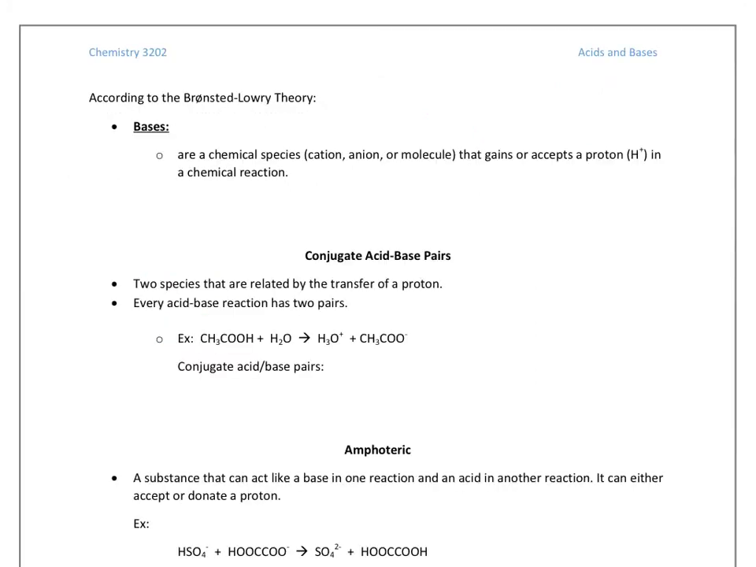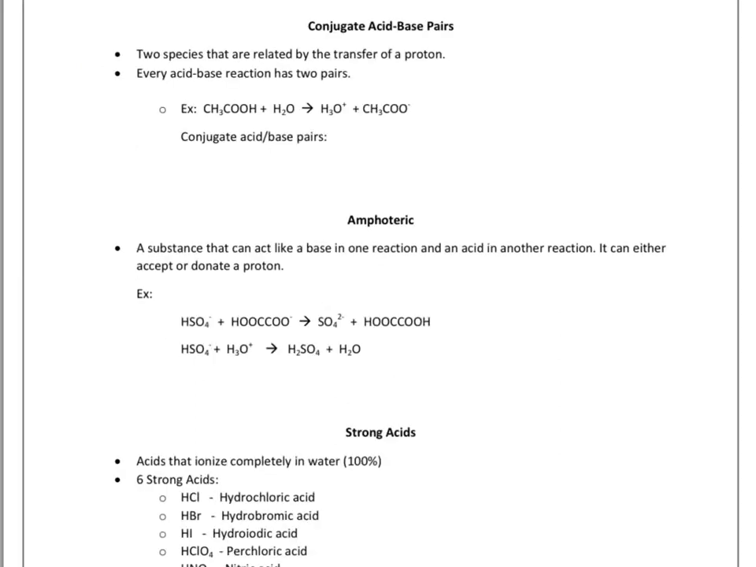According to the Bronsted-Lowry theory, a base is any chemical species that gains or accepts a proton in a chemical reaction. Again, recall from previous examples that we have identified OH- as being a base. Notice that the OH- ion has an overall negative charge. This means that there is room in an OH- ion to accept a proton, or an H+ charge.